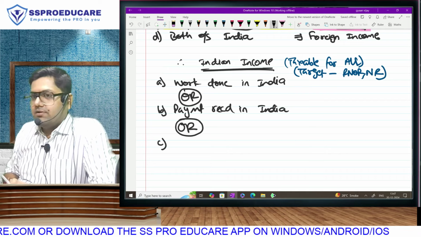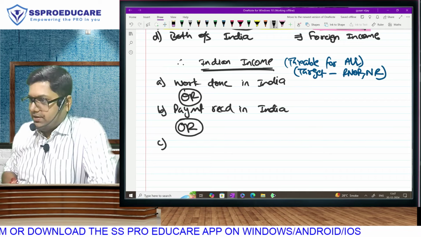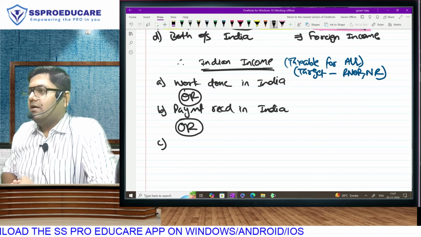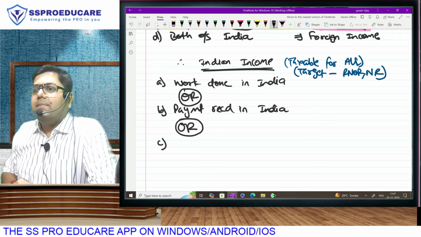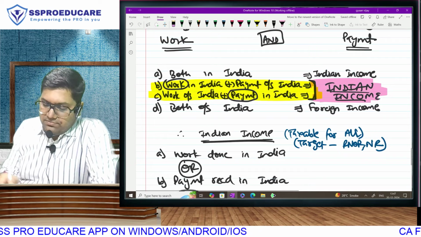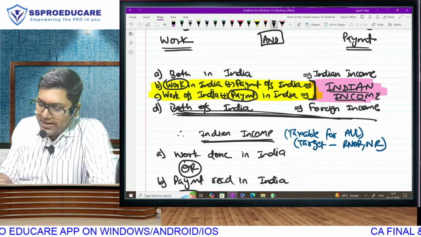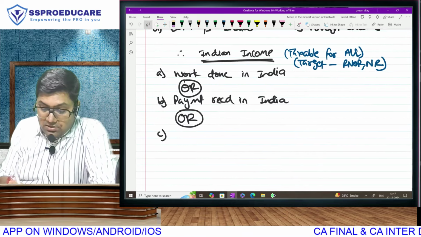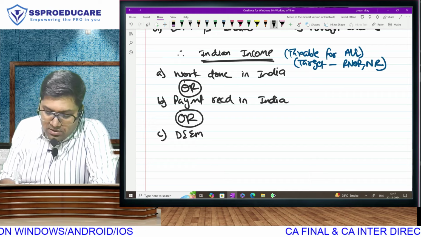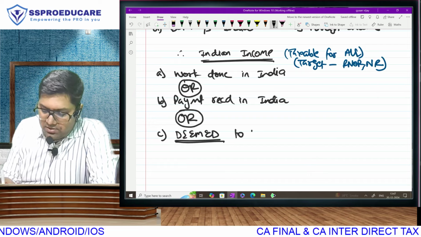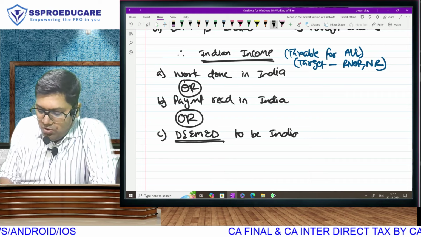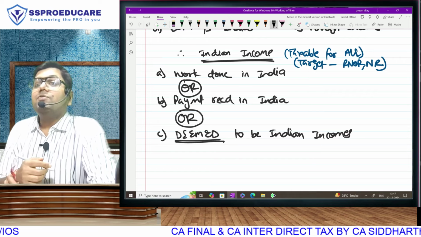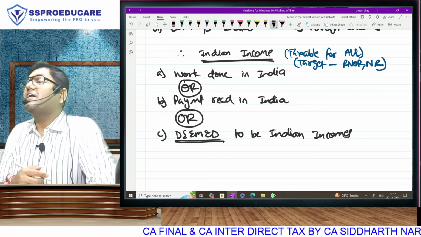In this third possibility, you have done the work outside India and your payment was also made outside India. Work done outside India, payment, both activities, both activities. Still there are certain incomes that will be deemed to be, and what is the most appropriate word which is replaceable here, these incomes will be considered, you treat them as Indian income.